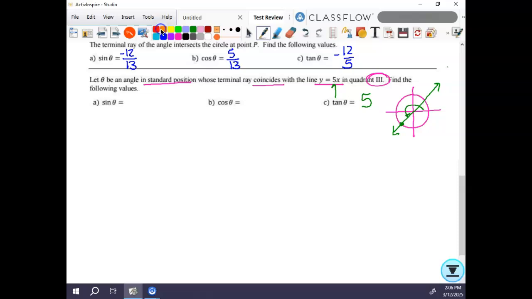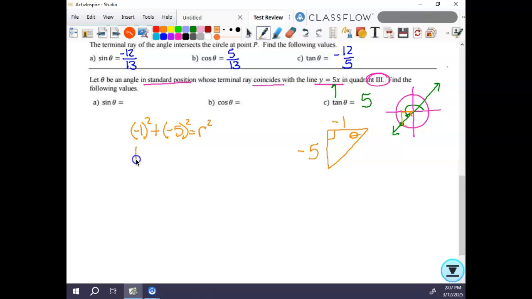Then I have this right here. I've got this little triangle here, and there's theta, right? So if I redraw it a little bit bigger, this is theta. I know that tangent is y over x, so this would be 5 over 1. But since this is in the third quadrant here, both of those are negative. Okay. To find r, I need to do Pythagorean theorem. So negative 1 squared plus negative 5 squared equals r squared.